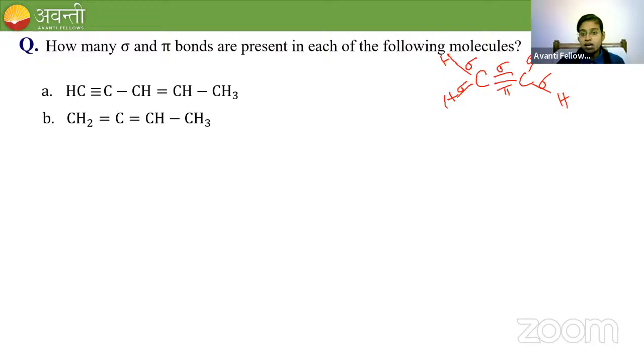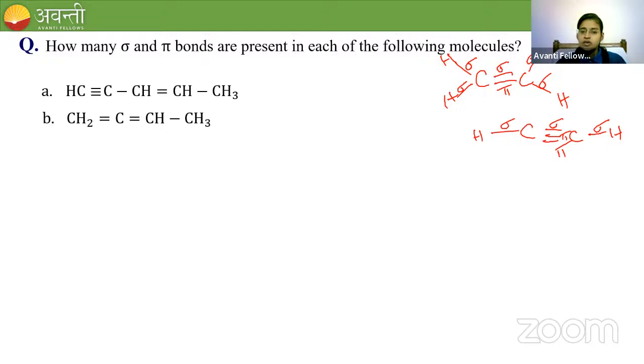If I have C2H2, carbon triple bond carbon and H, how many sigma bonds are there? Here I have carbon-hydrogen sigma bonds. And for a triple bond, one is sigma and the other two are pi bonds.